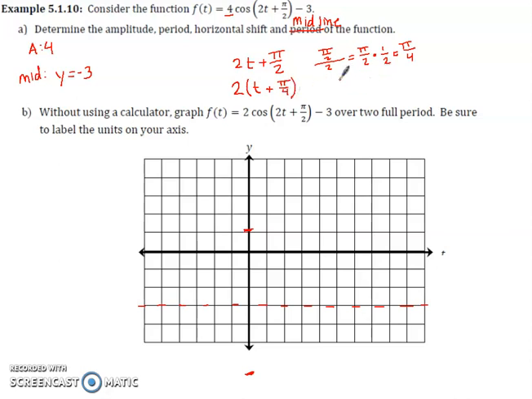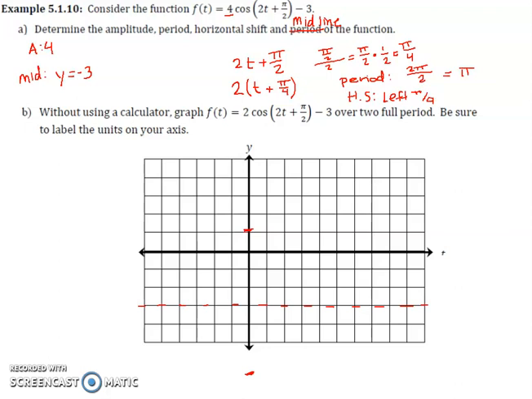So this tells me that my period is going to be 2 pi over that b value, which is 2, or the period is pi. So this 2 tells us how many cycles we complete in our 2 pi interval, which means that we are going to be completing 1 cycle in pi units. My horizontal shift, since I'm adding a pi over 4, is going to be to the left pi over 4.